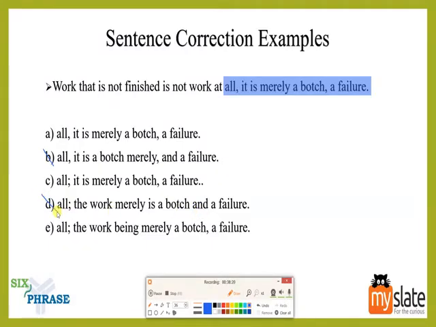"The work being merely a botch and a failure." Work that is not finished is not work at all. So what are they saying here? First of all, they are saying it in the simple present tense: work that is not finished. In simple present, they are trying to involve "being", meaning it is actually a simple future tense. So that does not work. It is mostly an elimination method by which we can solve it.